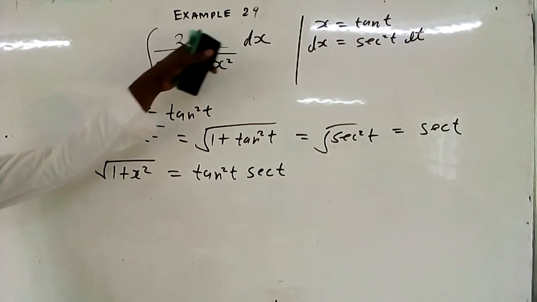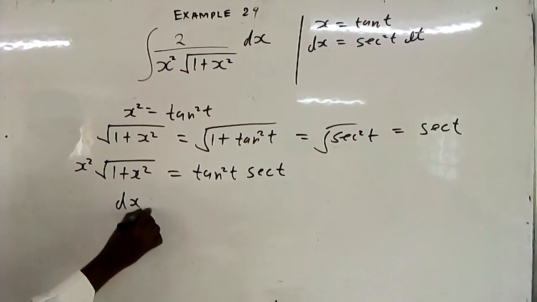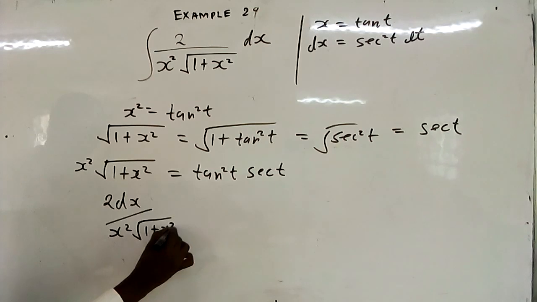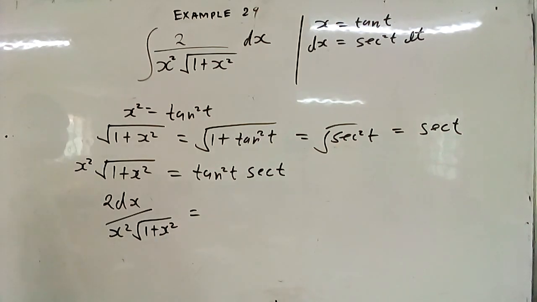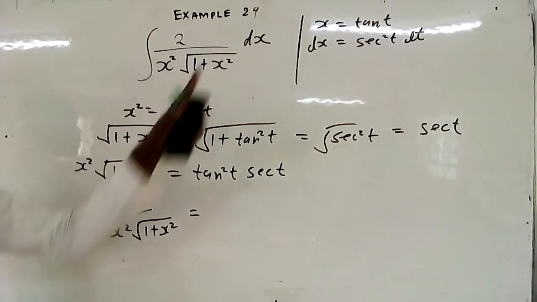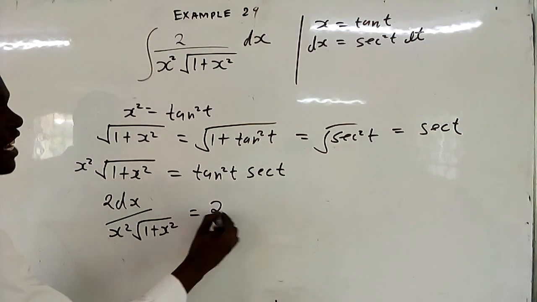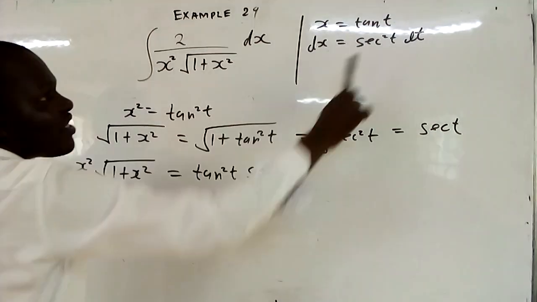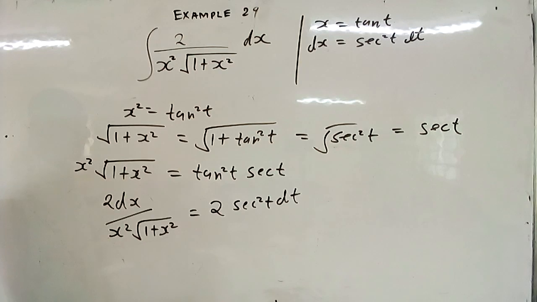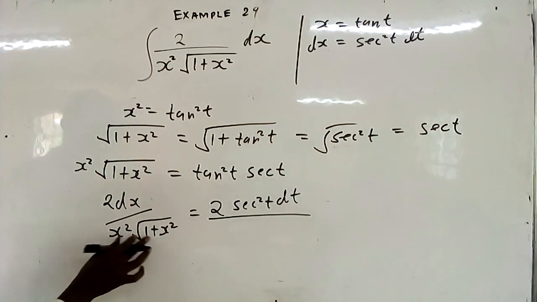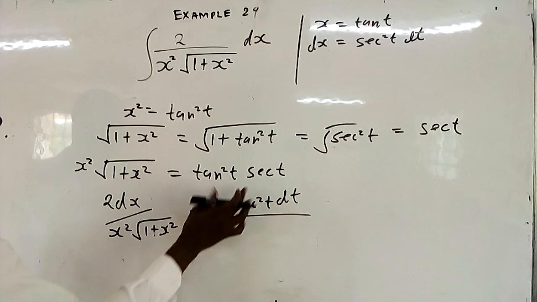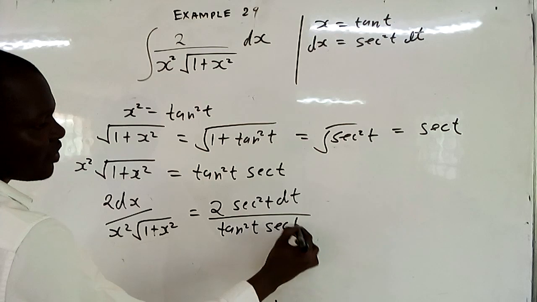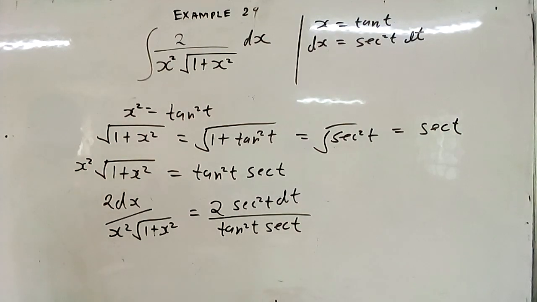Then what do we want? We want 2dx over x squared times the square root of 1 plus x squared. This is what we are looking for, isn't it? Are we together? In the numerator we have 2dx, so it is 2 times dx. But what is dx? dx is sec squared t dt, isn't it? Over x squared times the root of 1 plus x squared, which you found is tan squared t sec t. Can you now simplify that?